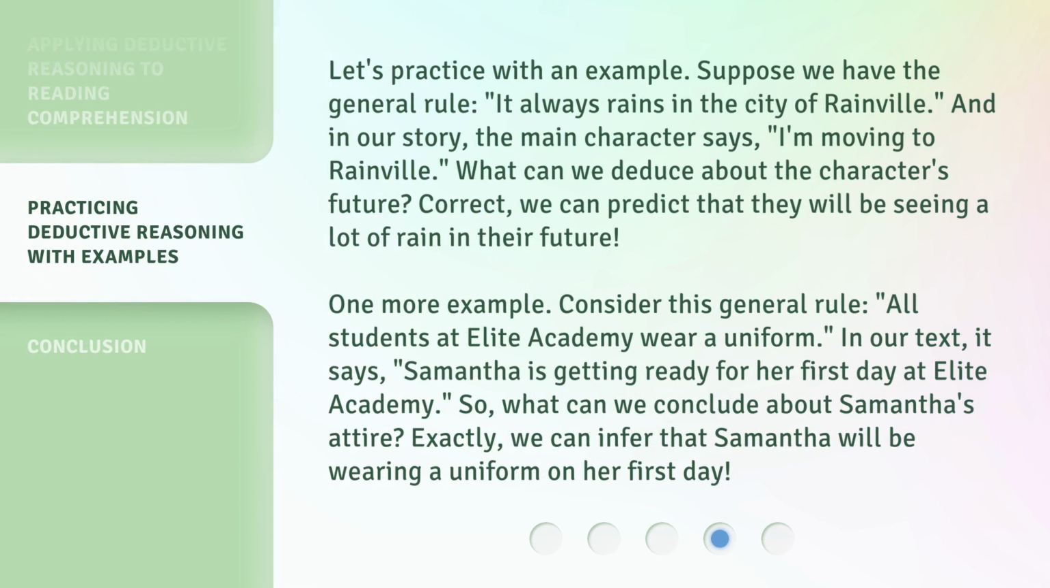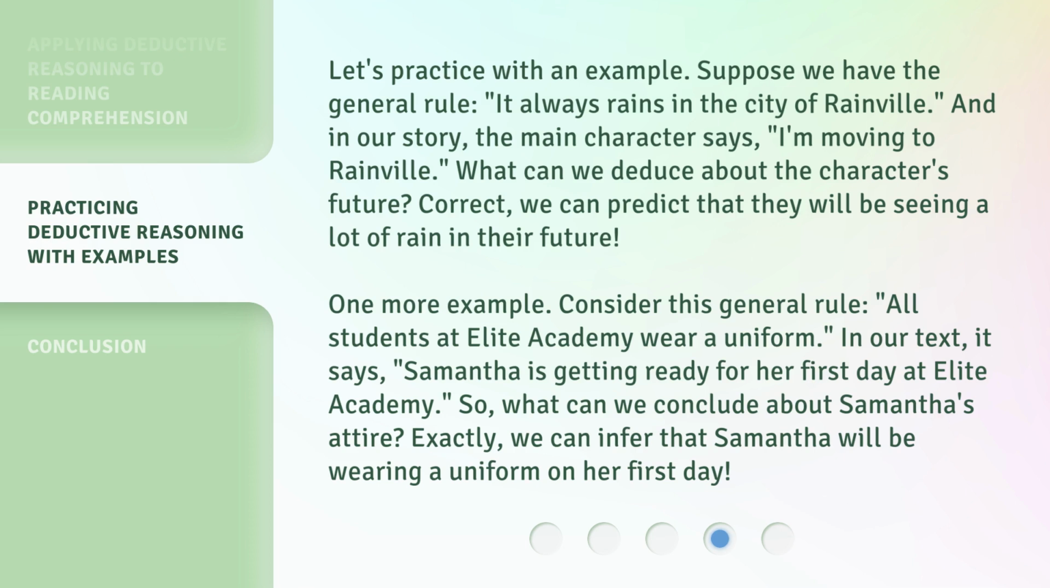Let's practice with an example. Suppose we have the general rule, it always rains in the city of Rainville. And in our story, the main character says, I'm moving to Rainville. What can we deduce about the character's future? Correct, we can predict that they will be seeing a lot of rain in their future.